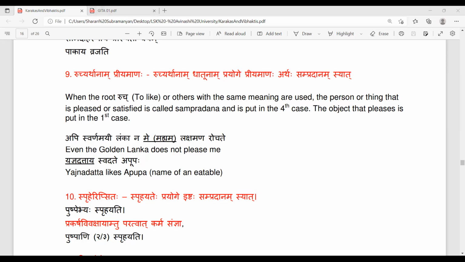Okay. You don't have any doubt with regard to karaka. What is apupa? You have got a doubt, huh? Sorry, ji. So something like that, apupa. Vada, I think, yes. Name of an eatable.